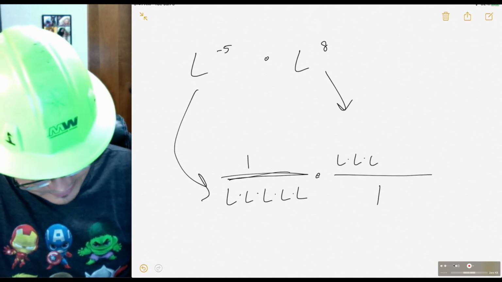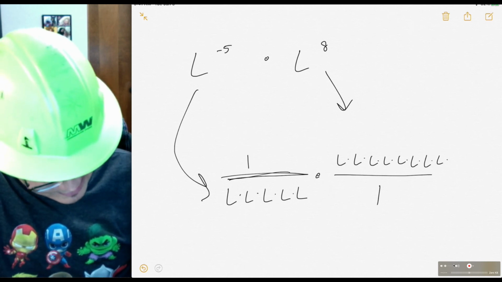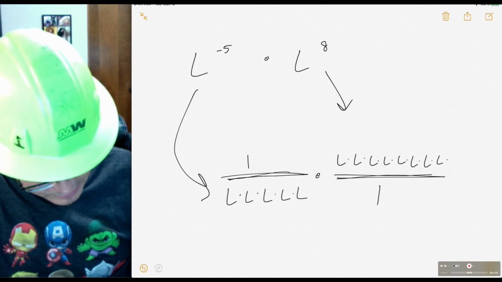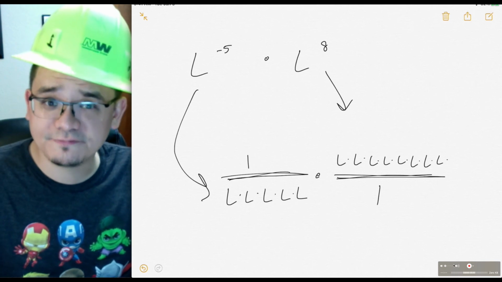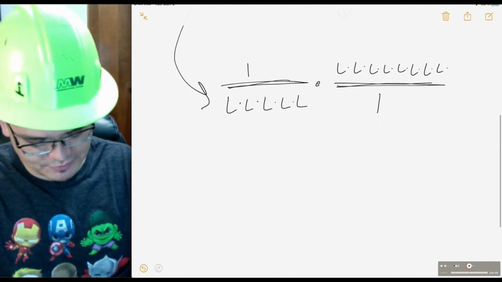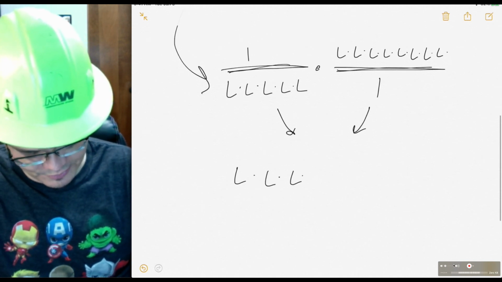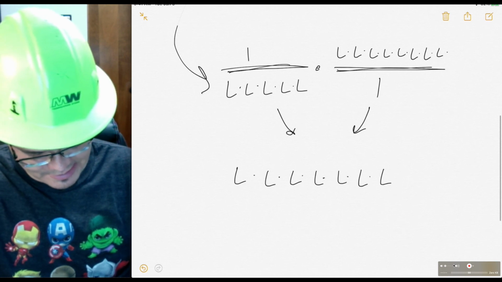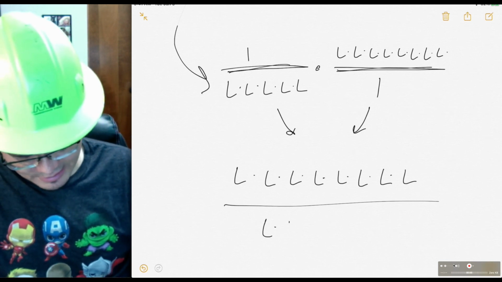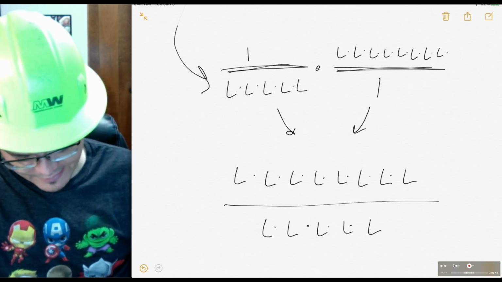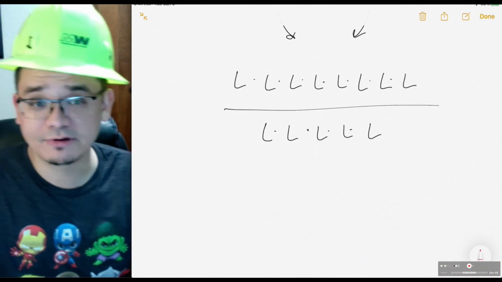L, okay, it's 2, 3, 4, 5, 6, 7, oops, I don't need that last dot. Okay, we get the idea. Okay, that's 1, 2, 3, 4, 5, 6, 7, 8 L's. Okay, and so L to the negative 5th, L to the 8th, when these two crazy things combine, they give us 8 L's on top and 5 L's on the bottom. Like that. And then I'm going to switch colors like this. And we're going to cancel them out.